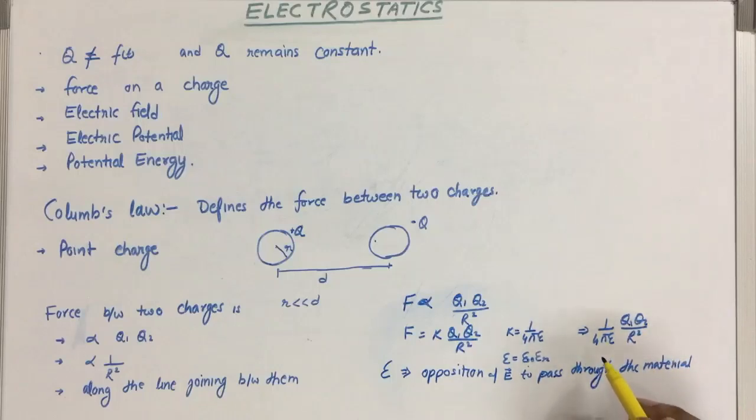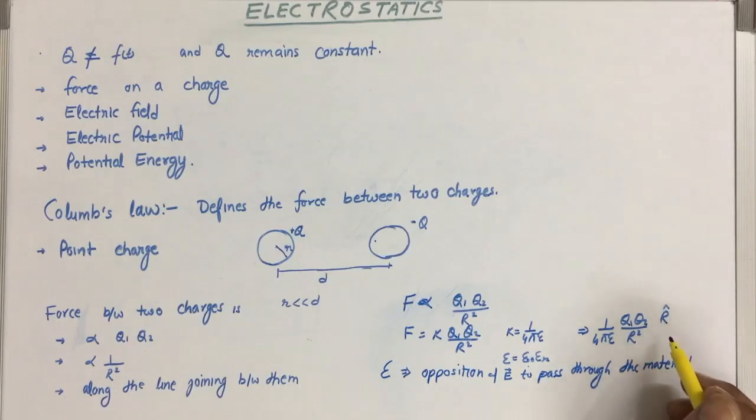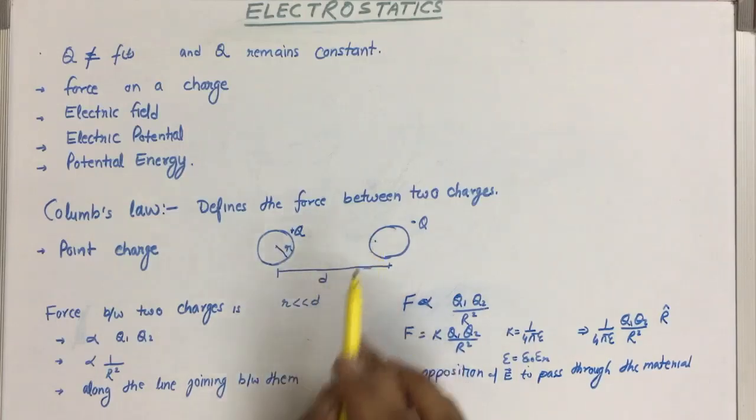One thing that should be noted at this point, q1 and q2 must be placed with their proper sign. If they are negative charge, then they should be placed with their sign as well. This is not showing any vector characteristics. For that purpose, the direction should be included, so it can be multiplied by a unit vector in the direction of the radius vector, meaning the line joining these two.